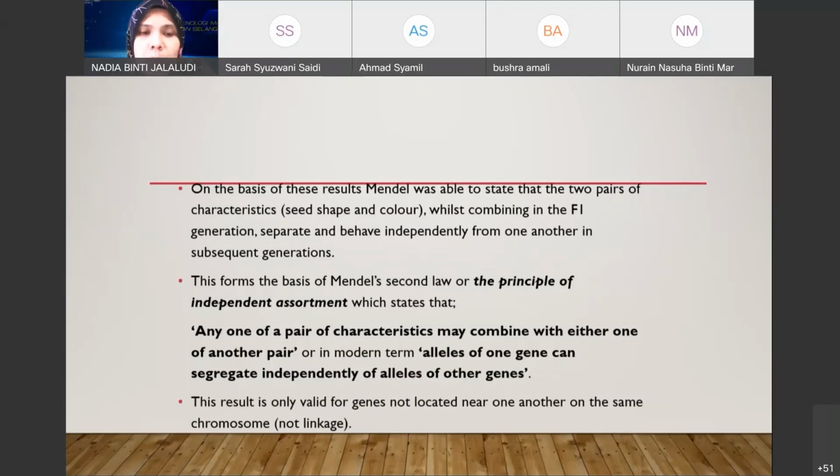This result is only valid for genes not located near one another on the same chromosome. Okay, ni untuk genes yang kromosom dia atas kromosom yang berbeza lah. Kalau kromosom sama, so kita tak guna principle of independent assortment ni.